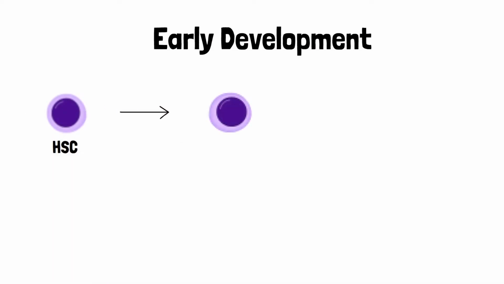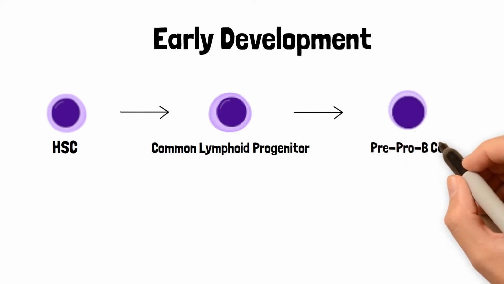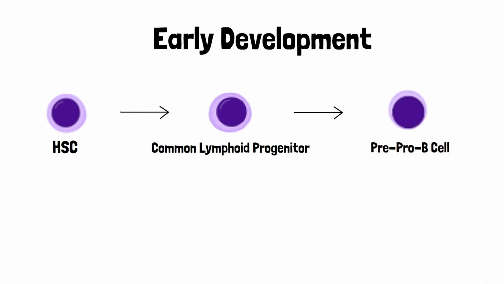The HSC divides into the common lymphoid progenitor to the Preprob B cell, where it is committed to become a B cell. The further development of the B cell will be influenced by the niches in the stromal cells in the bone marrow. As the B cell travels through its pathway, the cell surface markers change. These changes will define where the B cell is in its pathway.